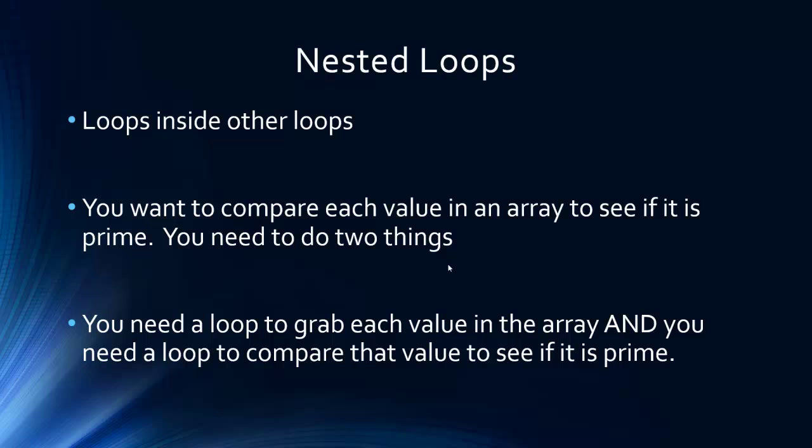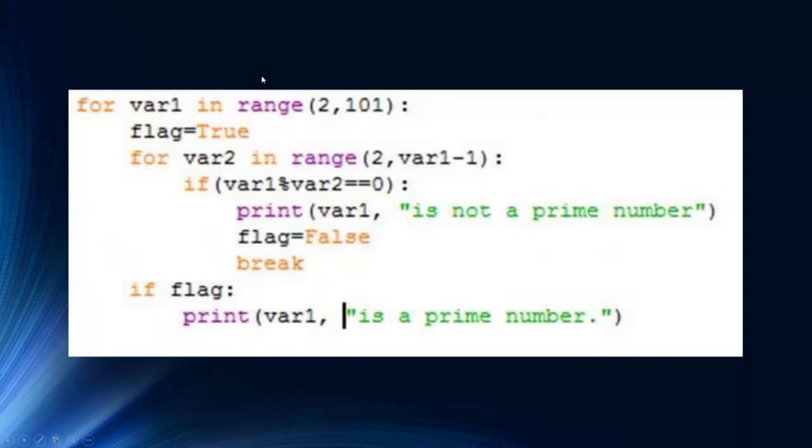So you need a nested loop. You need a loop inside of a loop. And then here's an example. There's a for in loop here that runs through the array 2 through 101. And then once you get inside there, there's another for in loop that says, take each variable, and if it's divisible by 0, it's not a prime number. Else, it is a prime number, or in this case, if.